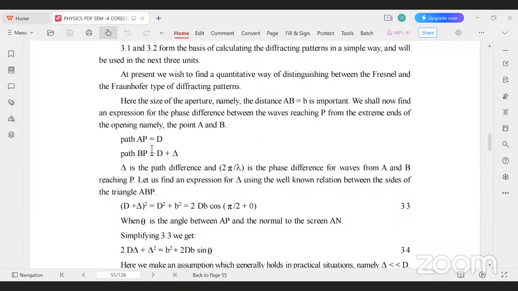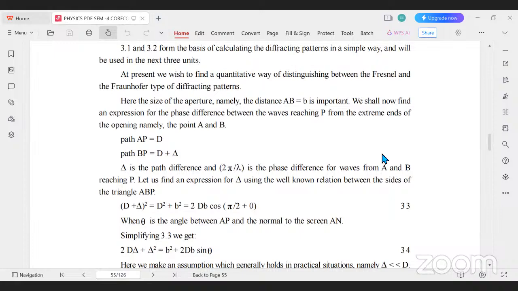A is traveling the same distance, B is traveling the same distance, C will be traveling, and so on. So we need to find A to P, then path B to P will become D plus delta. So delta is the path difference, and 2 pi delta by lambda is the phase difference for waves from A to B. Let us find an expression for delta using the well-known relation between the sides of the triangle ABP. So (D plus delta) whole square is D square plus b square minus 2bD cos(pi by 2 plus theta).